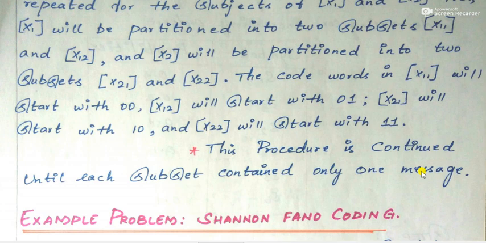Again, procedure number 4: each subset, x1, will again be grouped into x11 and x12. Again x11 will be allotted 0 and x12 will be allotted 1. That is point number 4. Likewise, subset x21 and x22: 0 and 1 will be allocated, x21 with 0 and x22 with 1. Finally, the same procedure will be continued until each subset contains only one message. So until that we have to group it. That is the procedure for Shannon-Fano coding.